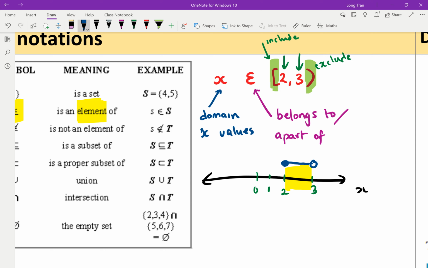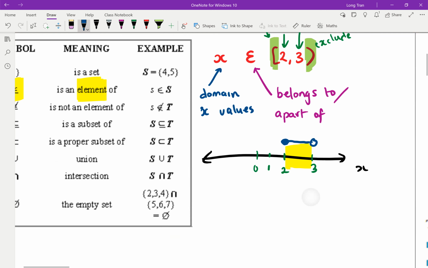What you might be used to from year 7 is this language. You might have seen X is bigger than or equal to 2, so 2 is the smallest number you can have, but it is less than, but don't include 3.